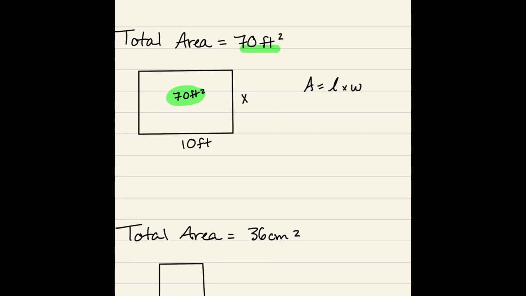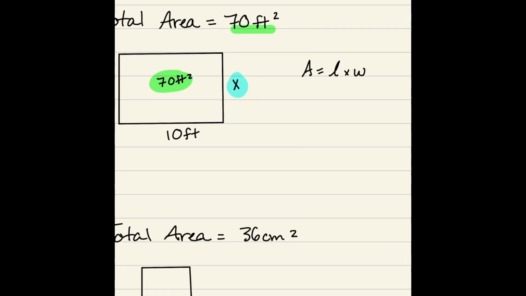And what we're looking for, sorry, I forgot to mention it before, is this side that I called X. But you could just call it the short side. We know that area is length times width, so I'm going to label it again. We have a length here and a width here, and this is area.